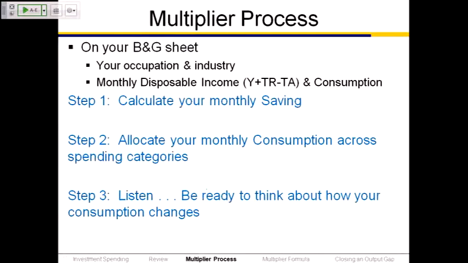All right, so let's do it ourselves. You've got a blue and gold sheet. At the bottom of your blue and gold sheet in a box is listed your occupation and industry, and it's listed your monthly disposable income. Remember, that's income plus transfers minus taxes, and it's listed your monthly consumption spending.